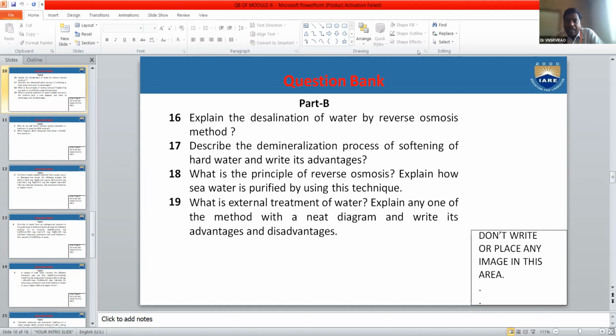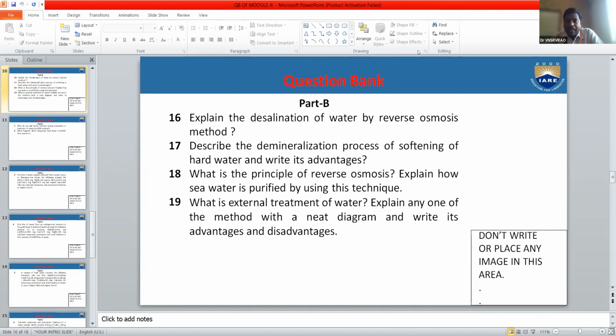Okay, ma. I think we are in the last question, part B, 19th question. What is the external treatment of the water? Explain any one of the methods with a neat diagram and write its advantages and disadvantages. Already yesterday I shared the diagram of the external treatment of the water.